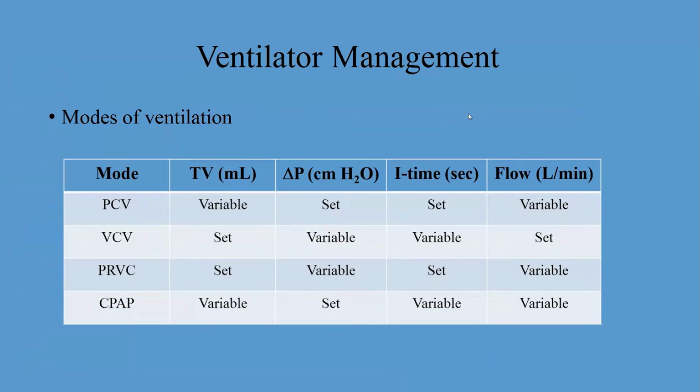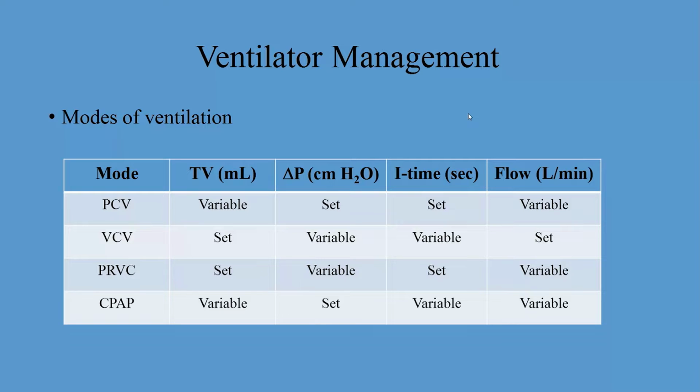Pressure control ventilation, or PCV, and volume cycled ventilation, VCV, either one of those could be used in assist control or SIMV. Then the next one down, PRVC, or pressure regulated volume control, and then CPAP, or the spontaneous modes. And so looking at these side-by-side comparisons, in volume cycled ventilation and PRVC, we set the patient's tidal volume. In pressure control and CPAP, it's variable.